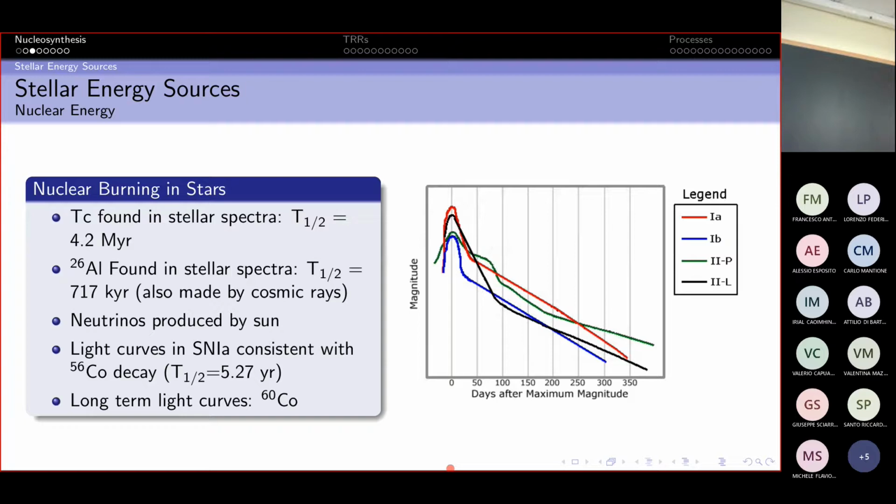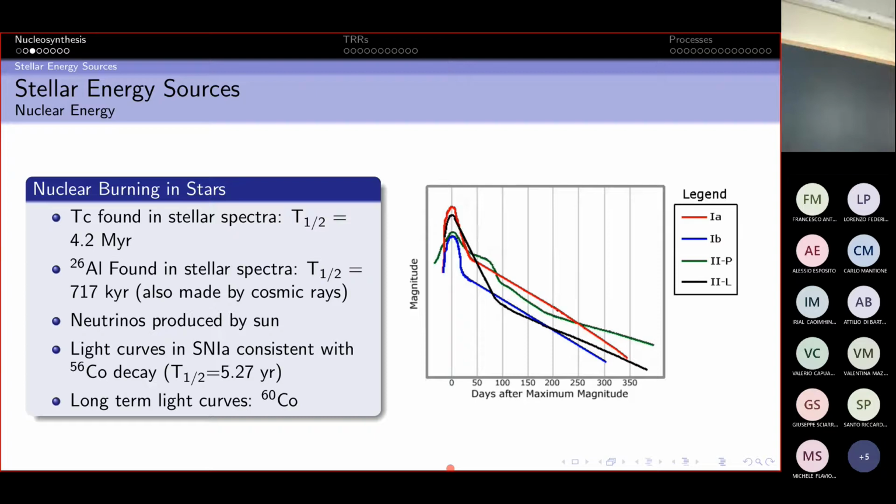It's made by cosmic rays too. Rays from outer space might hit an isotope of aluminum and spall off a neutron and make aluminum-26. We found aluminum-26 in stellar spectra as well. Very short half-life. It had to get there somehow, and it has to keep being made in order for us to see it.